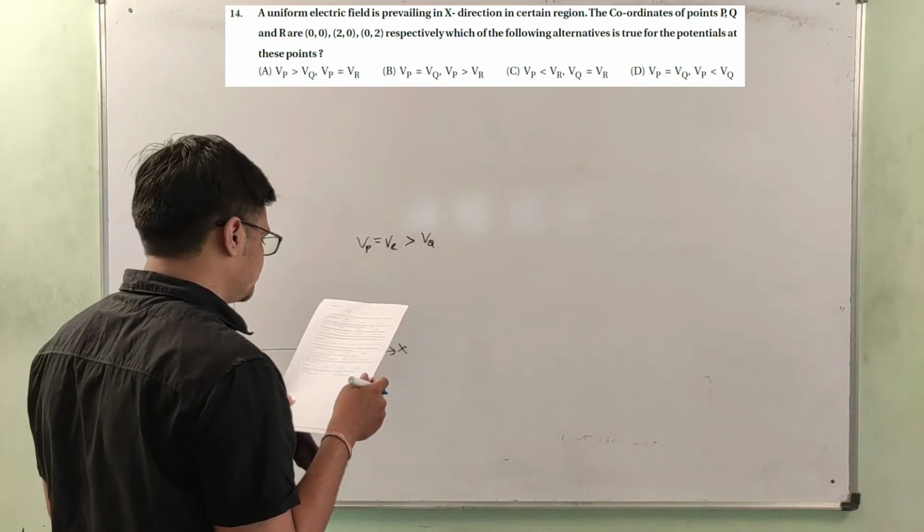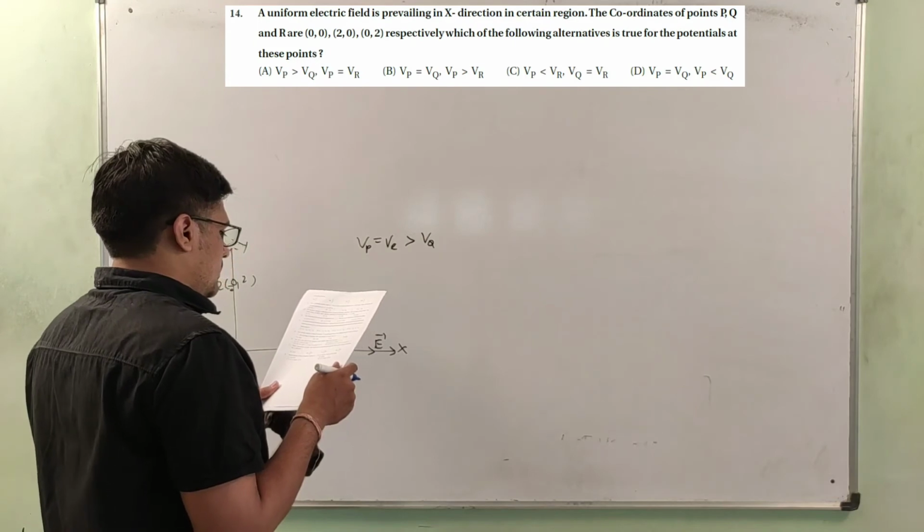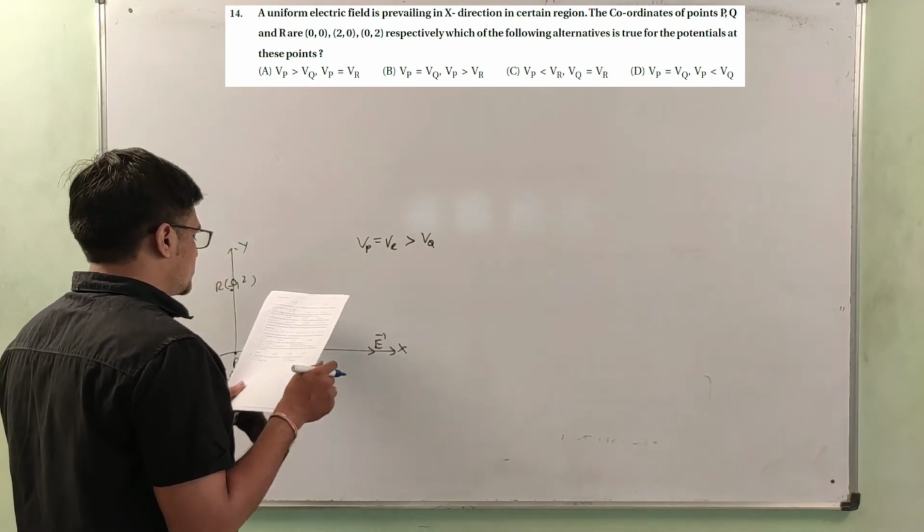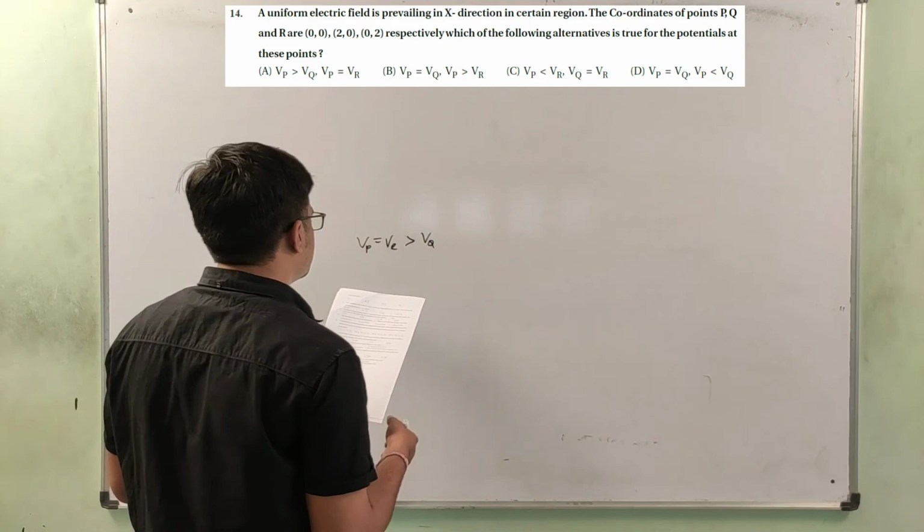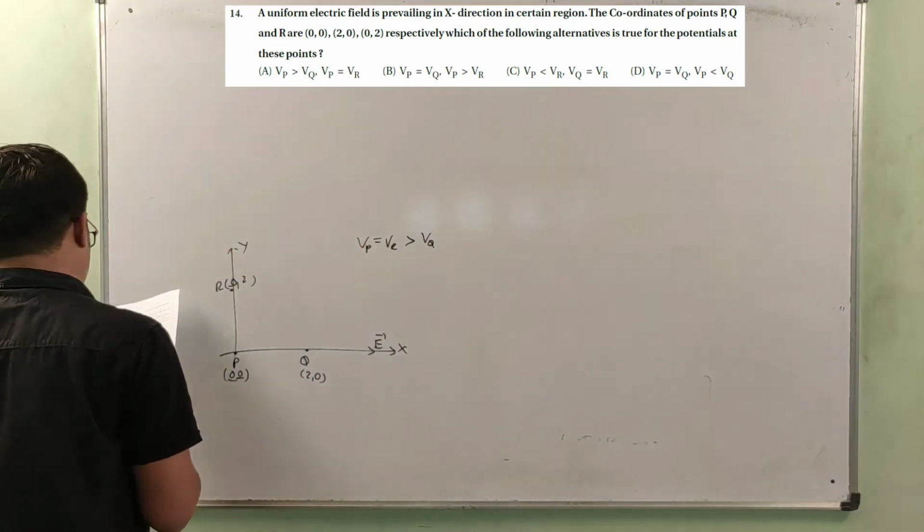So that option is Vp is greater than Vq and Vp is equal to Vr. A is our answer only. Option A is our answer.